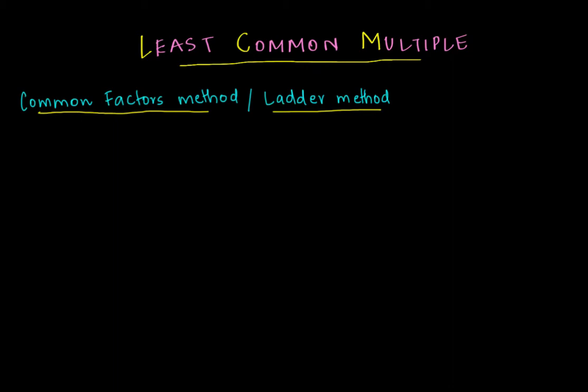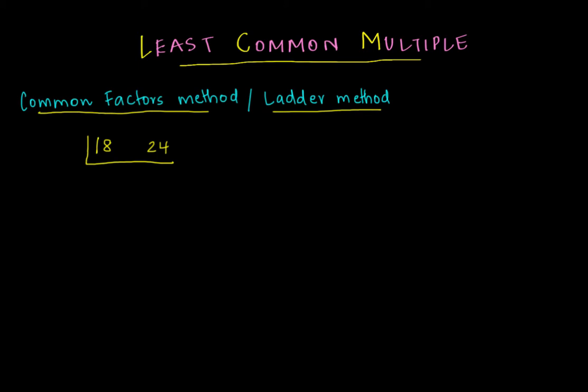Let's look at the second method of finding the LCM in this video. I call it the common factors method, and some people call it the ladder method. So let's pick the same two numbers as I did earlier, that is 18 and 24. And the way you set it up is you draw an L. And what you need to do is find factors that are common to both 18 and 24.